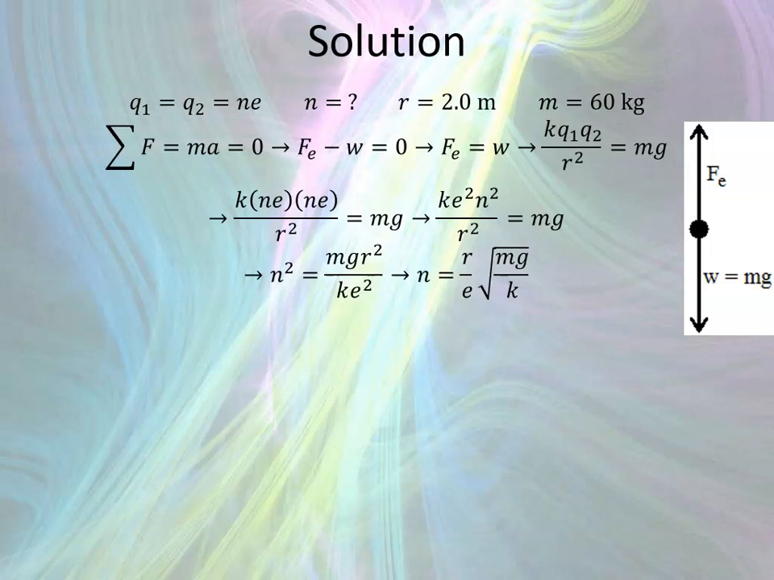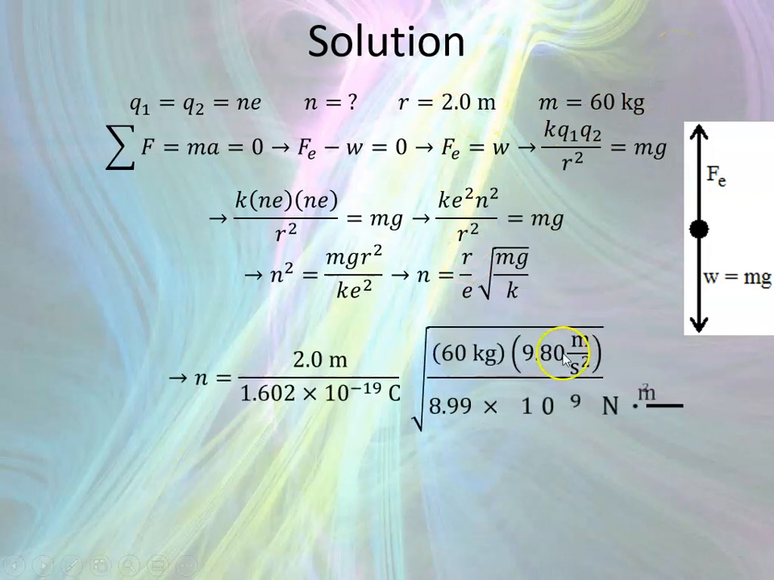And now we're ready to plug in numbers. We're going to plug in the mass of the thing that's hanging, plug in g, plug in k, those are constants, plug in e, that's a constant, and plug in how high it's hanging above the ground, that's 2 meters. So it's time to do that. We plug in our mass, we plug in g, we plug in for k, and we plug in the elementary charge.